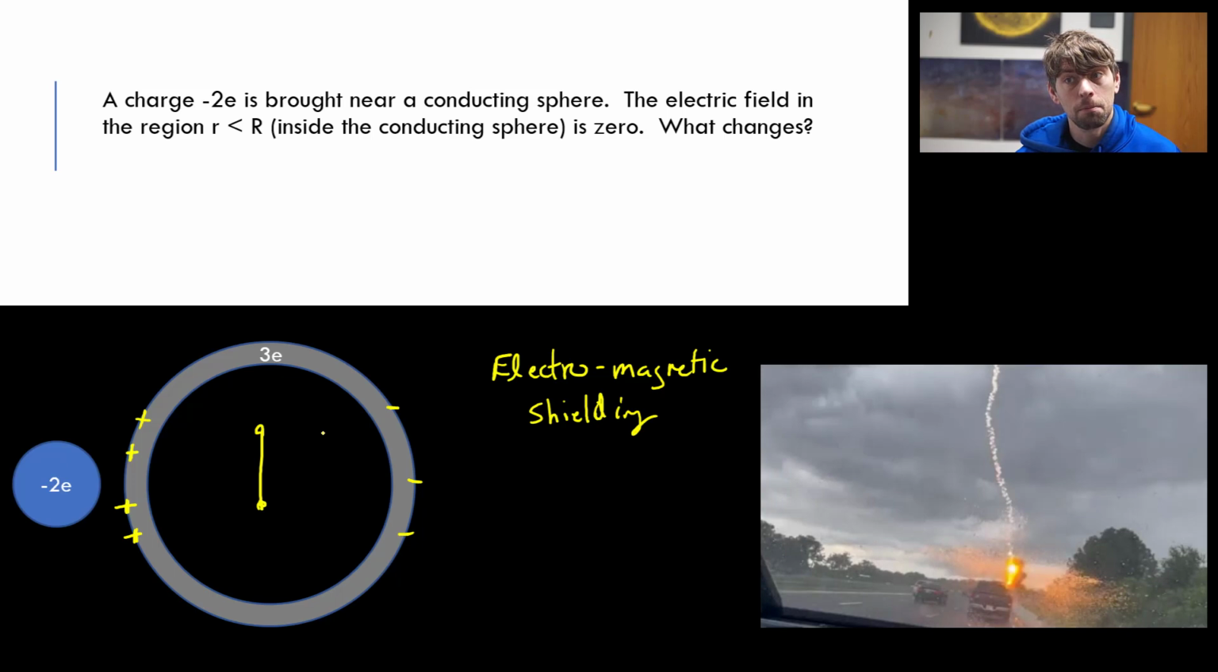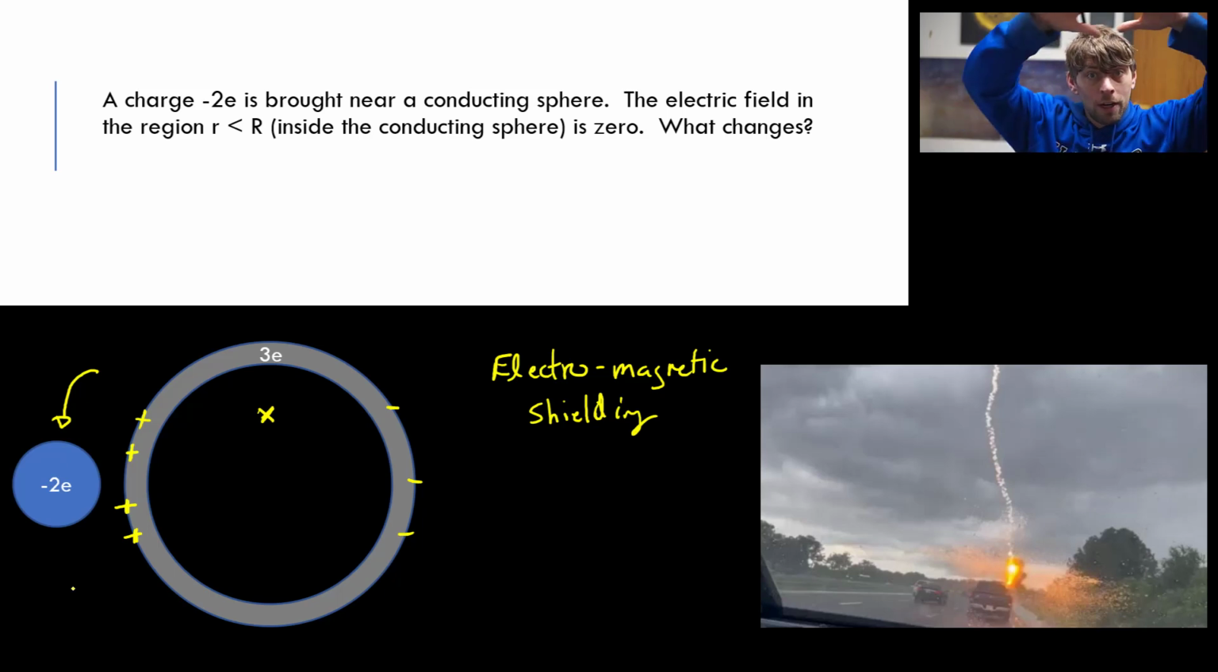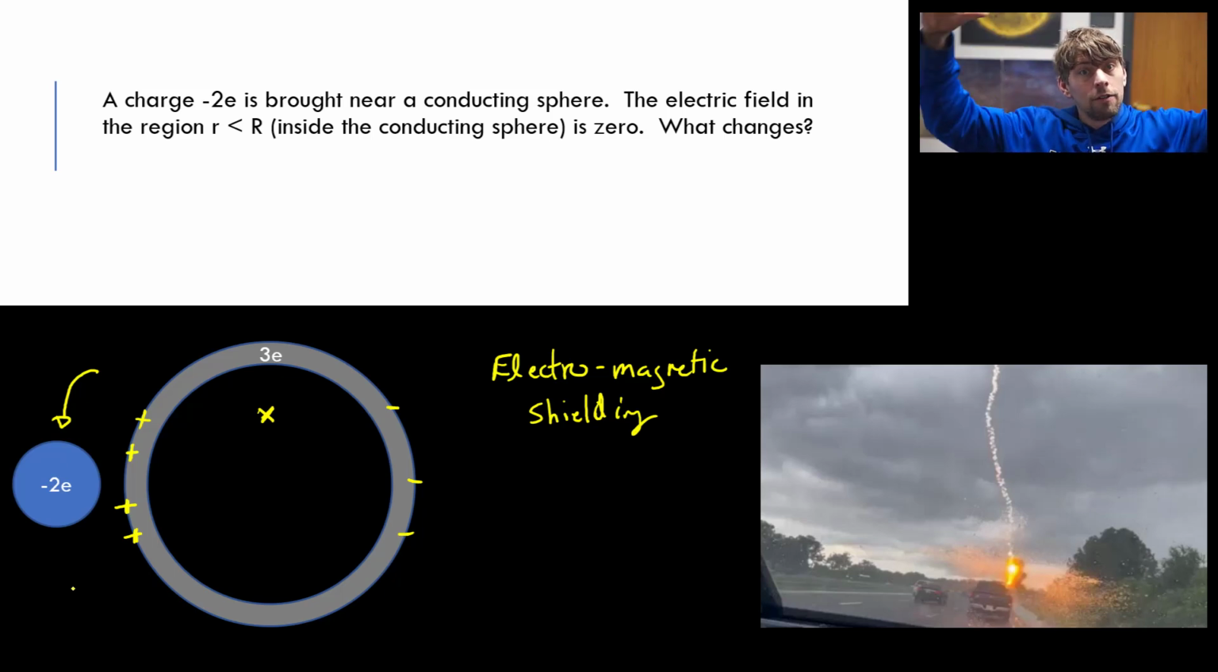From the standpoint of an observer inside the spherical shell, they have zero idea that that negative 2e charge even exists. Imagine that you are inside this closed room. Okay? You are measuring the electric field. It turns out that there is zero way for you to know what's going on outside because of that conducting shell.